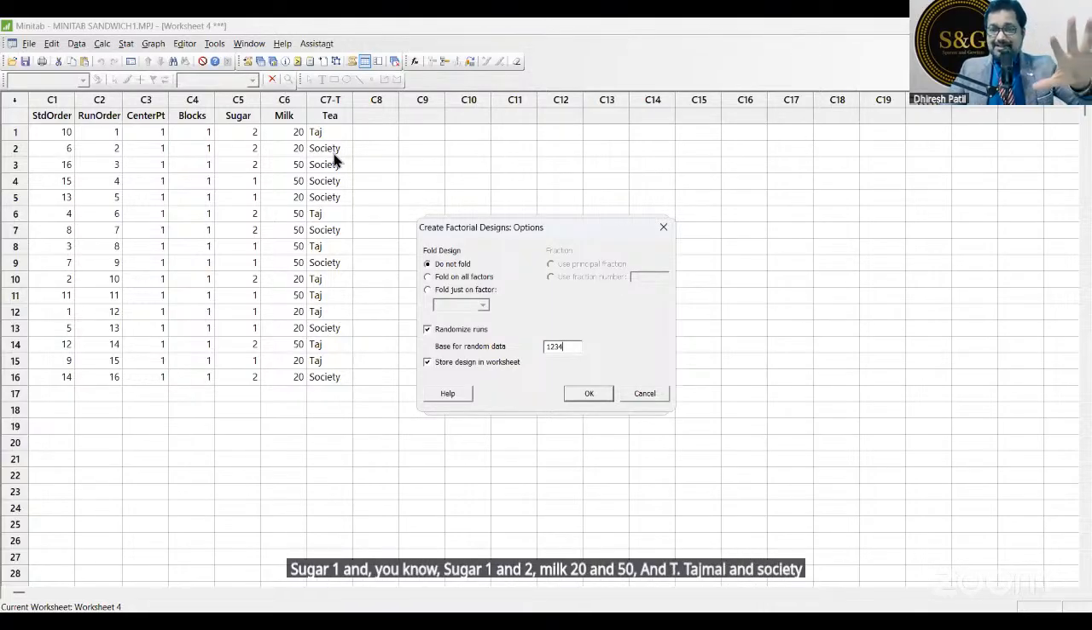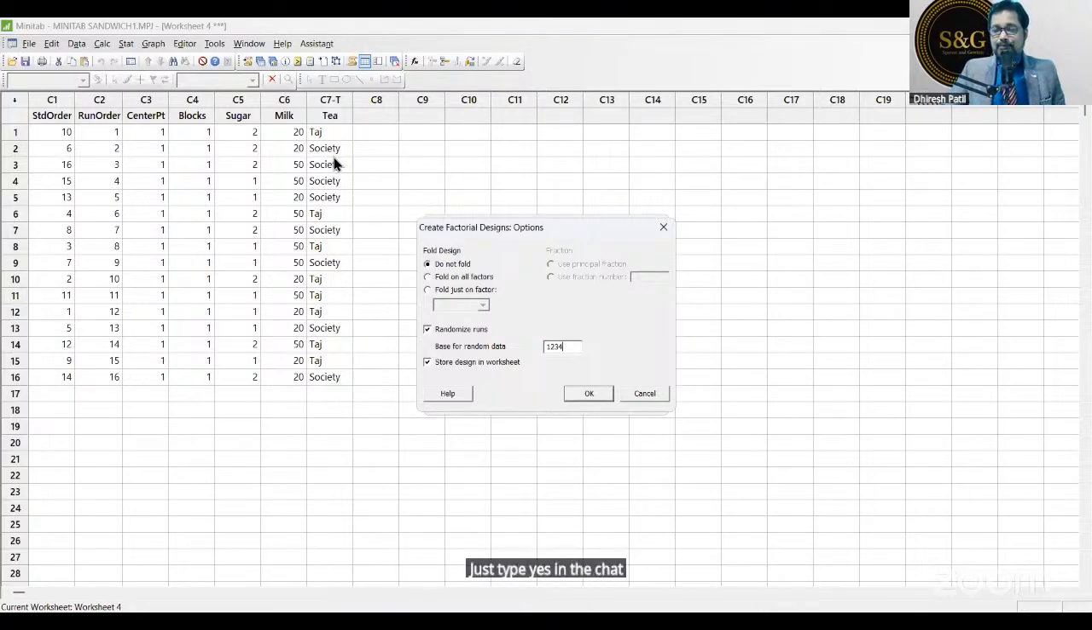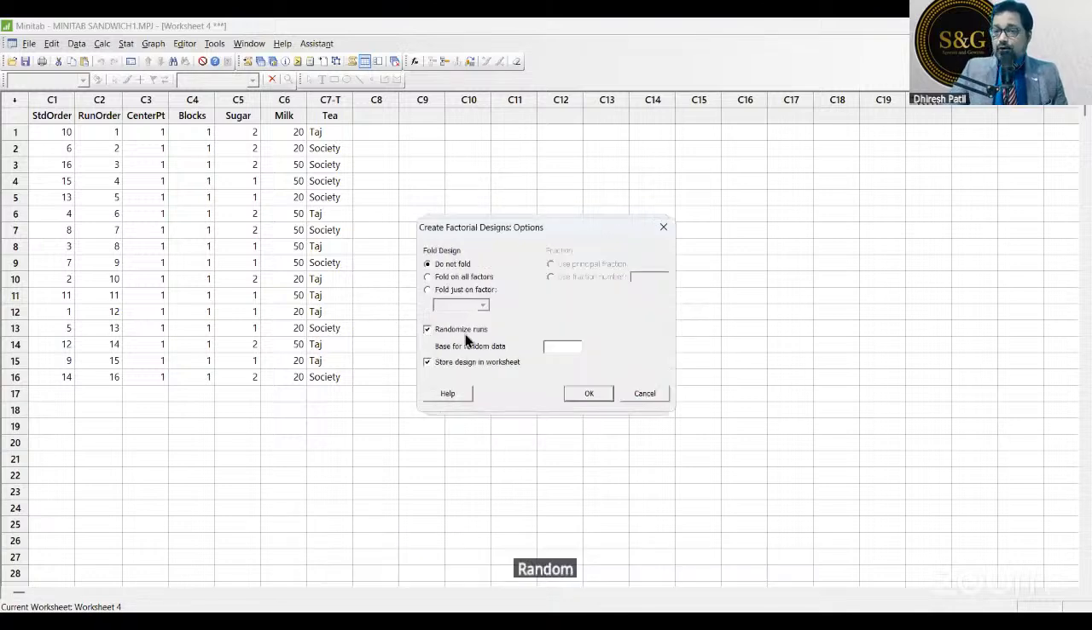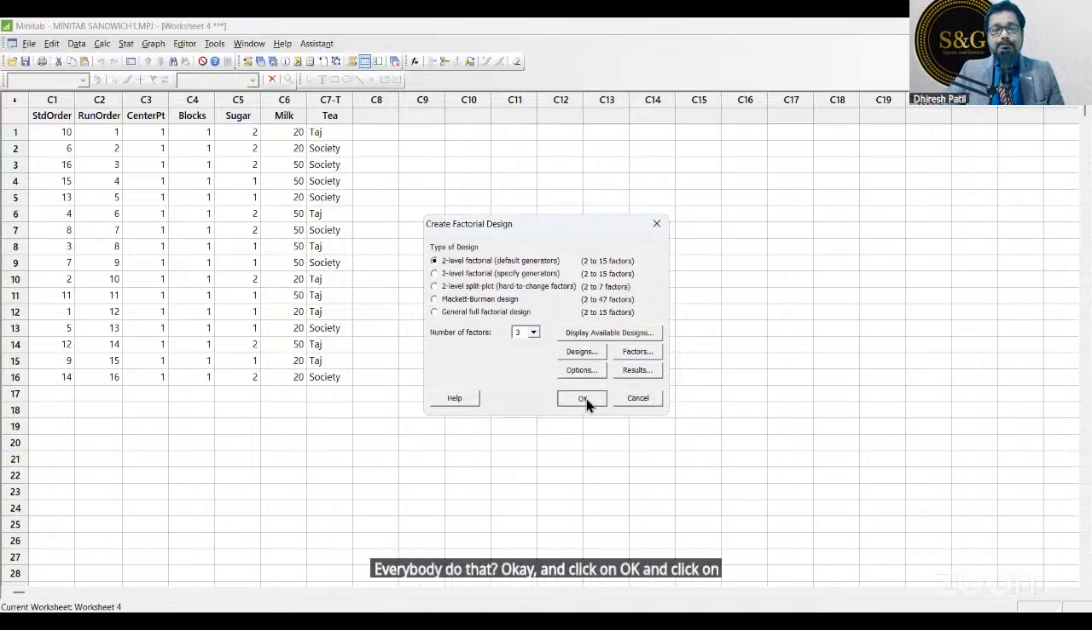Have you done this? Just type yes in the chat box. Have you copied exactly my data? Then this will basically work. Okay. Very good. Now while randomize runs, just put base for random data 1, 2, 3, 4. Everybody, can you just put that in the options column? Just go to option column, randomized run को click करना है and यहाँ पे type करना है 1, 2, 3, 4. Everybody do that? Okay, and click on OK and click on OK.